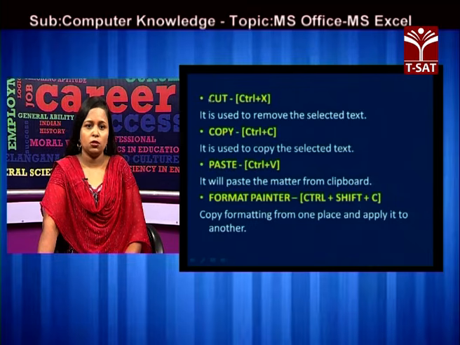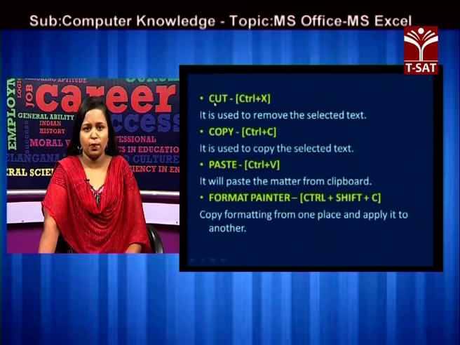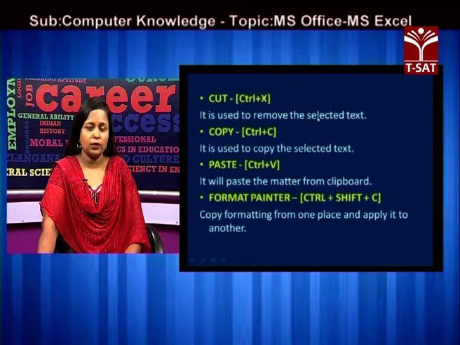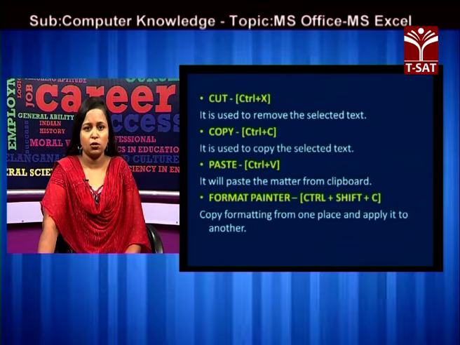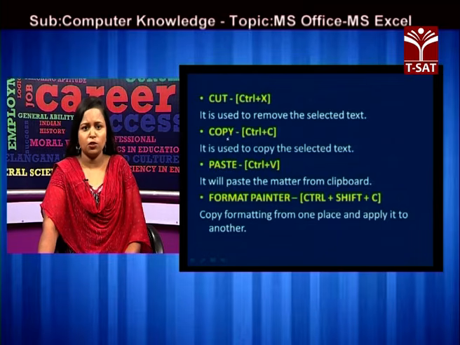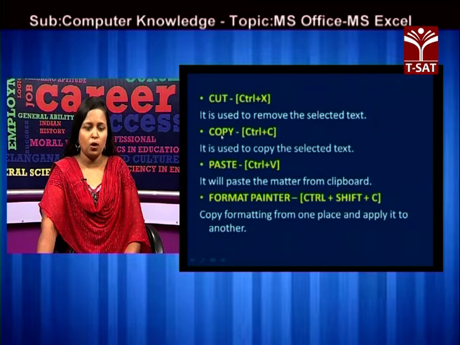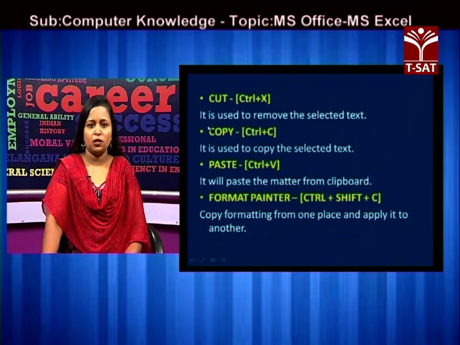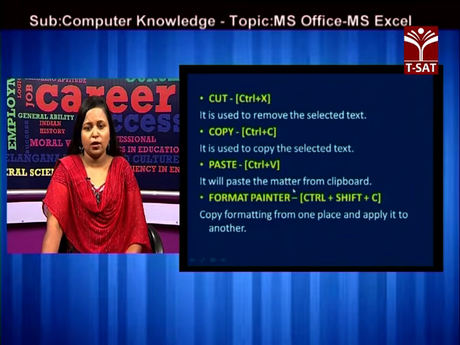Next, some of the options are explained. Cut. Cut is used to remove the selected text. Removing the selected text is one type of delete option, and it is the same for the cut option. This is the shortcut key Ctrl+X. Next one, coming to Ctrl+C. Ctrl+C is the shortcut key for copy. It is used to copy only the selected matter. Paste. Paste will paste the matter multiple times.